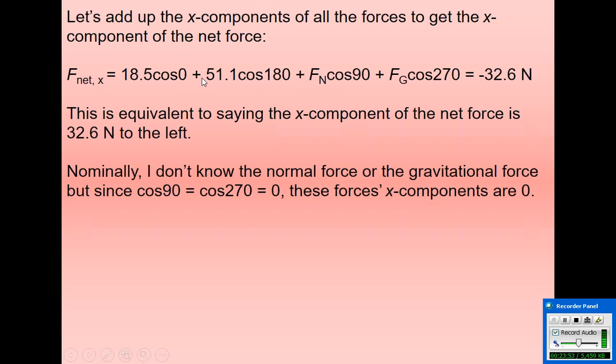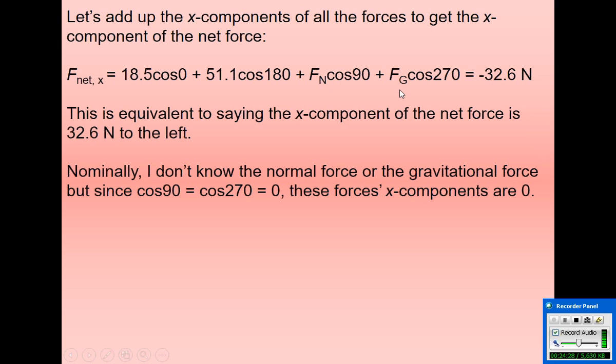Magnitude times cosine plus magnitude times cosine plus magnitude times cosine, add them up. Because you have taken all of the angles into account, measuring them with respect to the same reference, you are using plus in between each of these terms. And the value of the angle will take into account whether the force has a leftwards component or a rightwards component. Trust the numbers. In this case, we get negative 32.6.